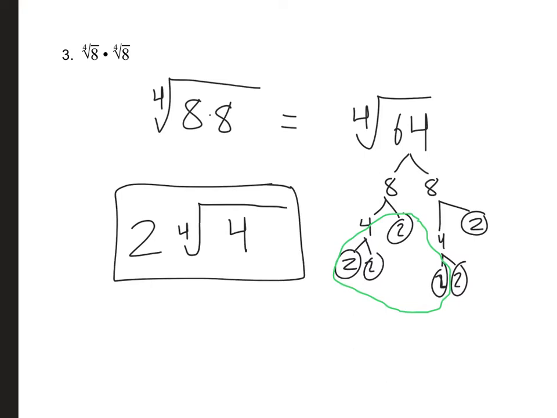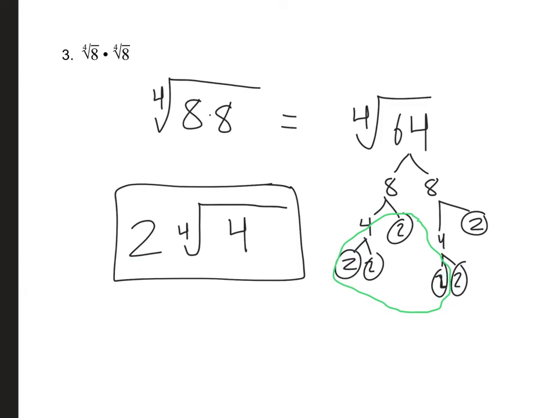Okay, guys, don't worry too much about this. I just wanted to show that. I wanted to spend a second on it. Since it's a 4th root, I need 4 matching, not 4 pairs, right? So 1, 2, 3, 4. That will bring it to the outside of that 4th root.